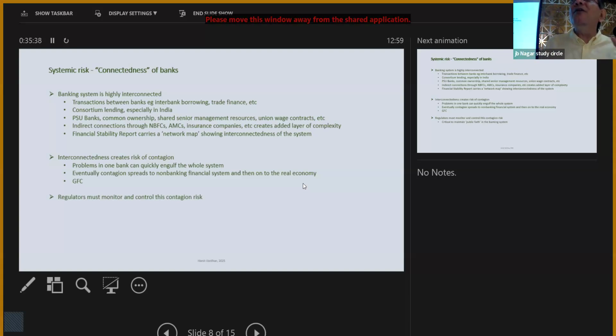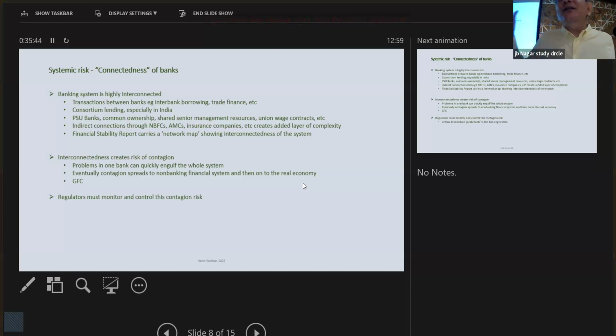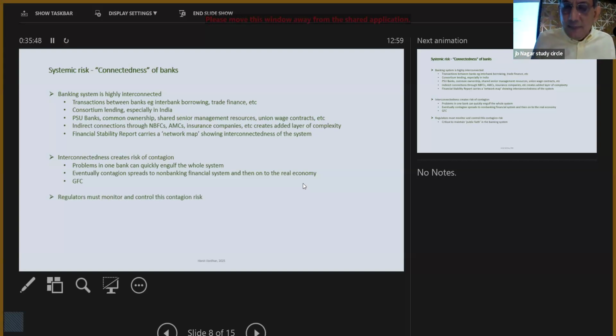This is the reason why regulators focus so much on systemic risk. If you hear RBI, they will always talk about systemic risk. This is what they're trying to control. That one small entity going down somewhere should not create a system-wide disturbance.